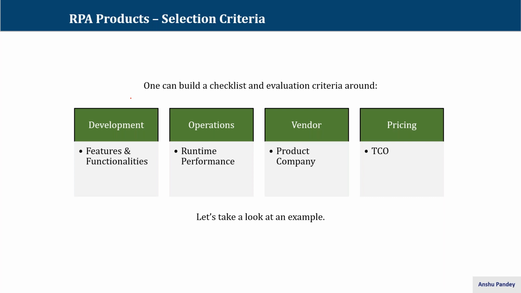You can say that the choice will depend on four factors: development, operations, vendor, and pricing. In development, we'll look at the features and functionalities available with the software. In operations, you can check the runtime performance of the software or the bot built on top of the software. For vendor, you can look at the product company and how good they are.